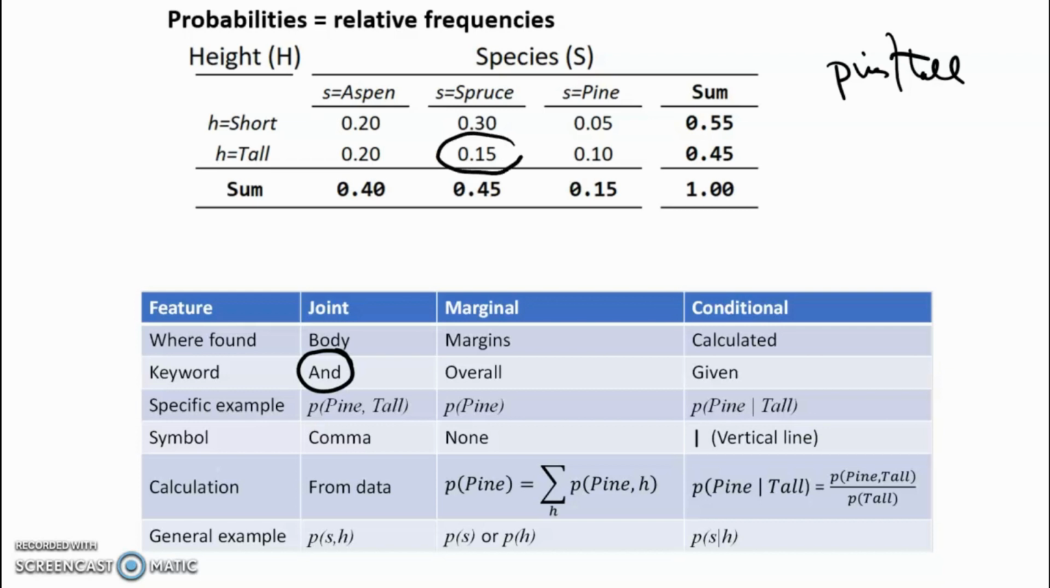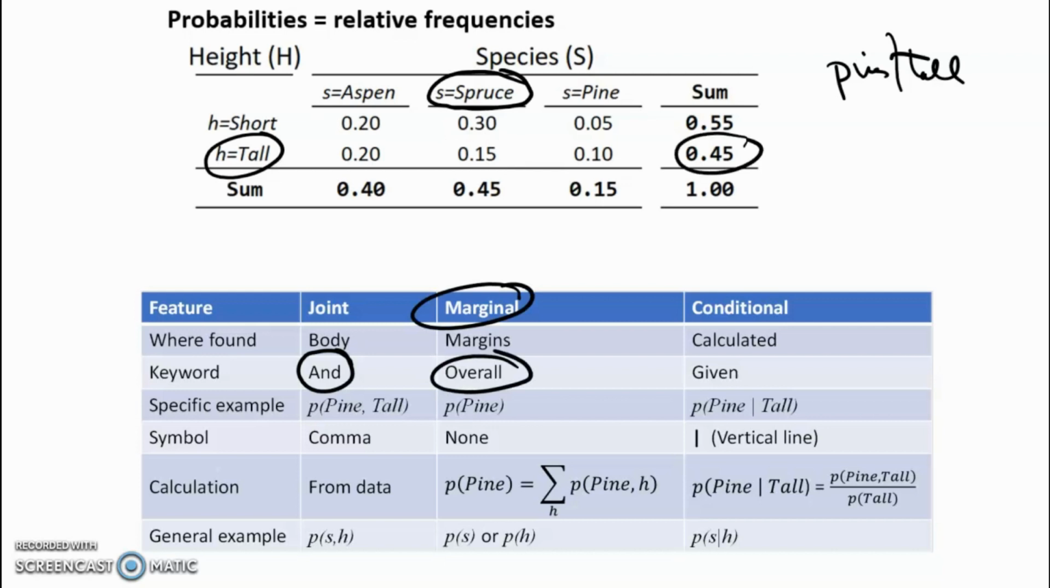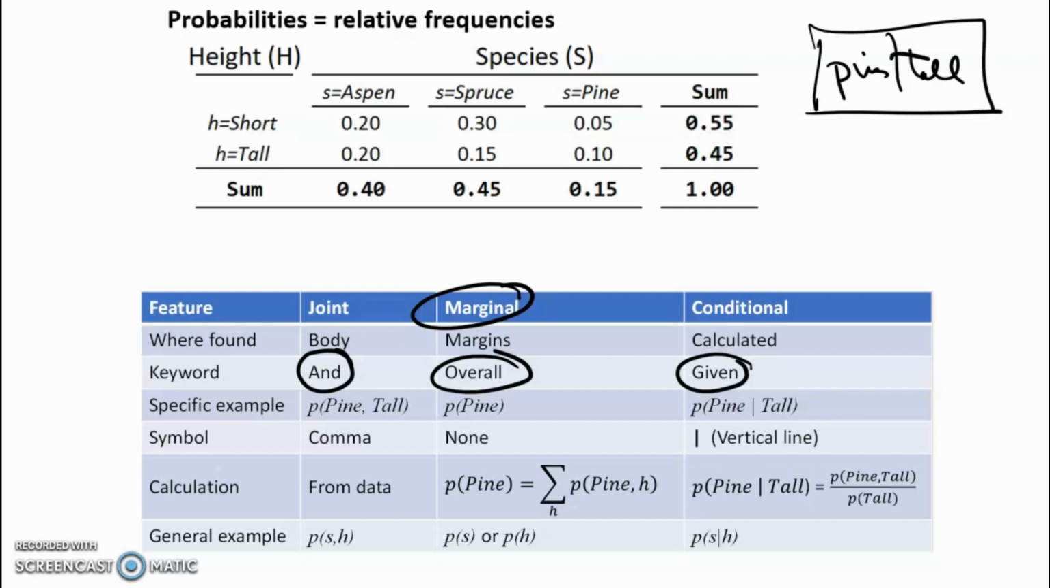So this value of 0.15 is the probability the tree is simultaneously spruce and tall. For the marginal, this idea of overall, this 0.45 is the overall probability that the tree is tall. And the idea of conditional, once again, conditional probability of it being pine, given that it's tall, is arrived at by calculation. The 0.10 divided by the 0.45. Here's how we represent those things. The symbol here is a comma. There's no symbol here, and the symbol here is this vertical line that can be read as given.